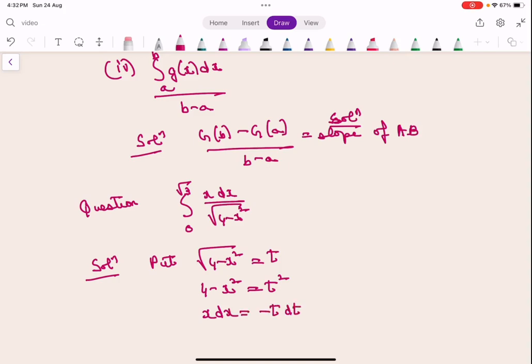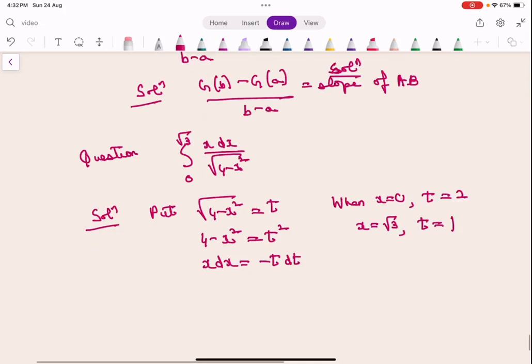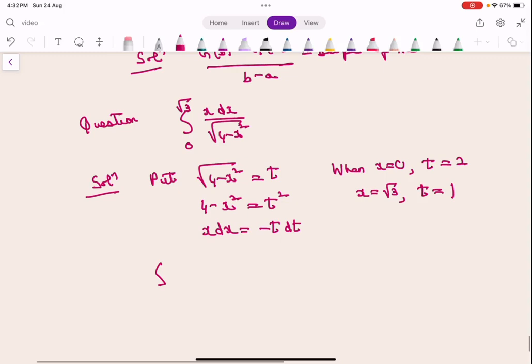Now what do we have to do? We have to change the limits. When x is 0, t becomes square root of 4, which is 2. And when x is root 3, what will t be? 4 minus 3, which is 1. So your integral reduces to the integral from 2 to 1 of minus t dt by t.